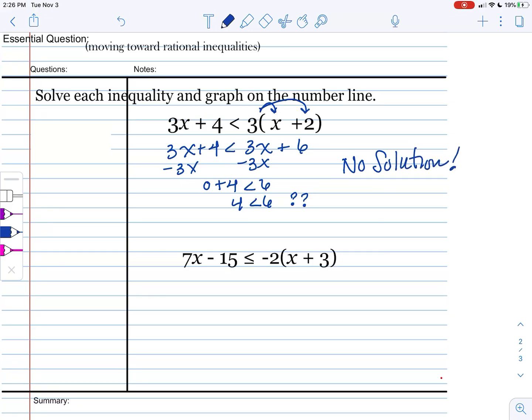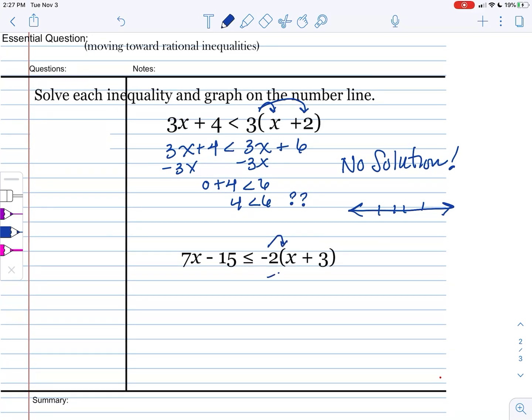And that's okay. How would I graph that? There would be nothing on the number line. I wouldn't color these in at all. I don't expect us to run into a ton of these, but it is possible. There are some that have no solution. There are some that have all solutions. Let's try this one.